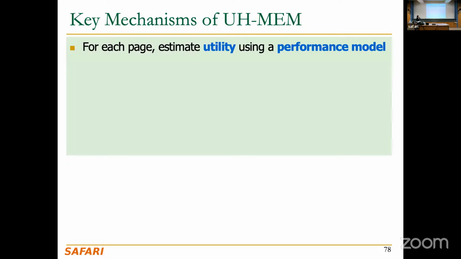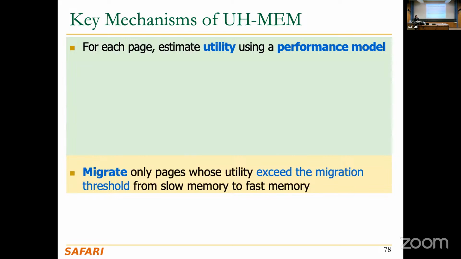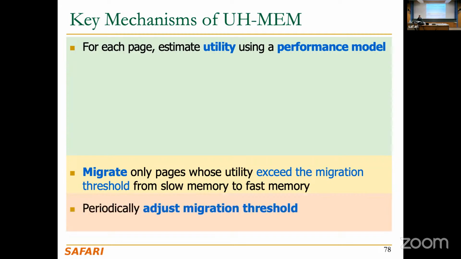So these are some key techniques. For each page, we estimate the utility using the performance model, and migrate only pages whose utility exceeds the migration threshold from the slow memory to the fast memory. And we also need to adjust this threshold dynamically to provide timely feedback to the memory system. And there are more details about how we estimate the utility using a performance model.